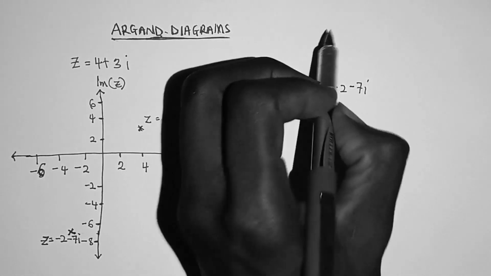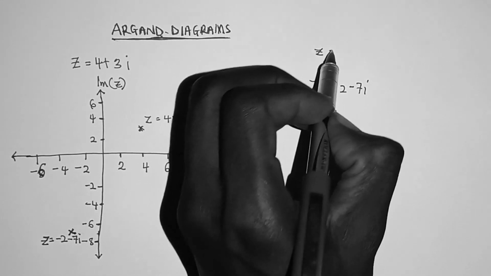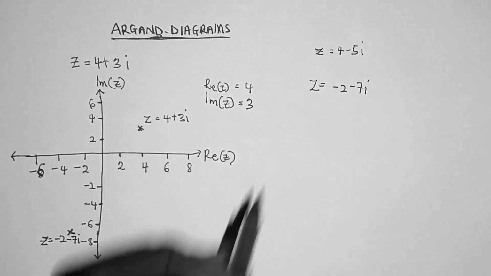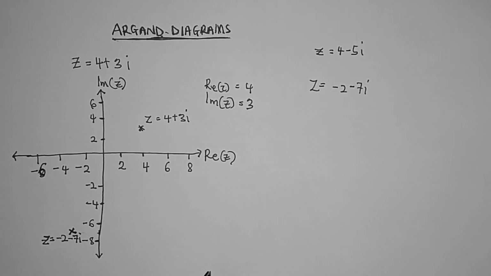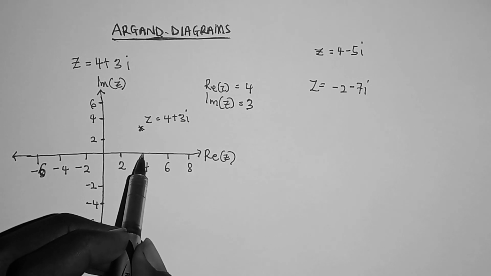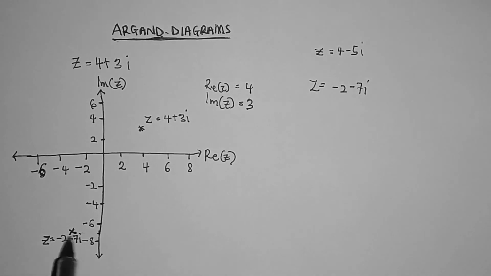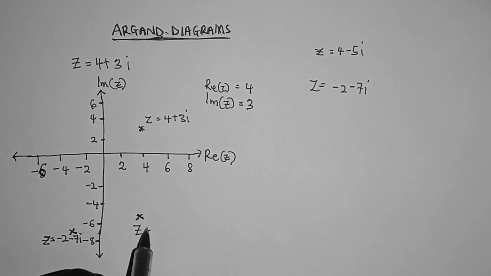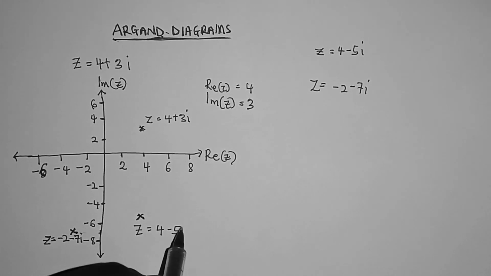And therefore, this is the point z equals minus 2 minus 7i. What if z was equal to 4 minus 5i? Where will this be on an Argand diagram? So we have 4 on the real axis, and minus 5 on the imaginary axis. Minus 5 is somewhere here, and 4 is there. So this is the point z equals 4 minus 5i.